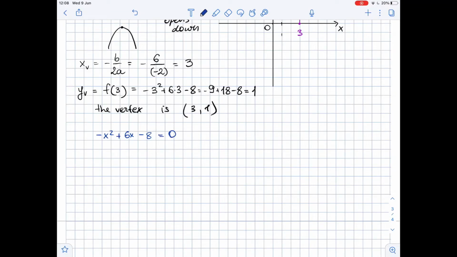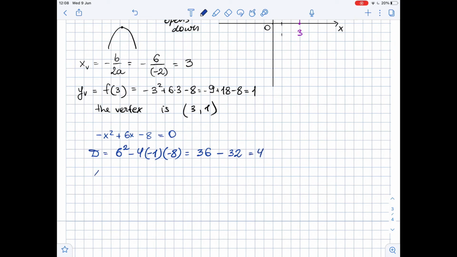Let's find the discriminant. So the discriminant is b squared, which is 6 squared, minus 4 times a times c, so minus 4 times negative 1 times negative 8. This whole thing is equal to 36 minus 32, because negative 4 times negative 1 is 4, and 4 times negative 8 is negative 32. So the discriminant is equal to 4.